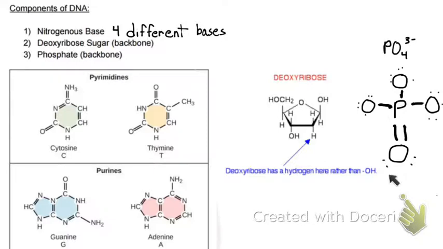You'll notice this oxygen has 1, 2, 3, 4, 5, 6, 7, 8. It's happy. This oxygen only has 7. This one only has 7. This one only has 7. They are not happy. Fortunately, this -3 means there's 3 extra electrons. I know just where to put those 3 extra electrons. I'll put 1 there. I'll put 1 there. And I'll put 1 there. And now those oxygens are all happy.